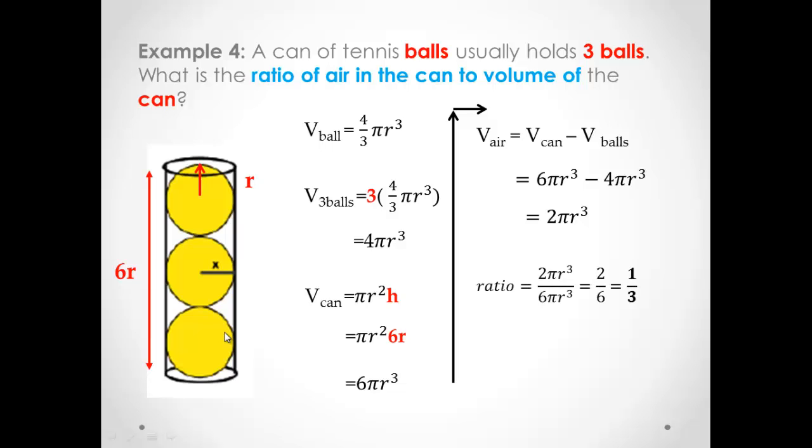The ratio of the air is 2 pi r cubed is the value for the air in the can. 6 pi r cubed, which is on the bottom, is the volume of the can. Things simplify. The pi's on the top and bottom cancel out. The r cubed on the top and bottom cancel out. We are left with 2 over 6, which further simplifies to 1 over 3. Quite a bit of work for our final answer. This question would definitely be worth probably 4 marks, maybe 5.